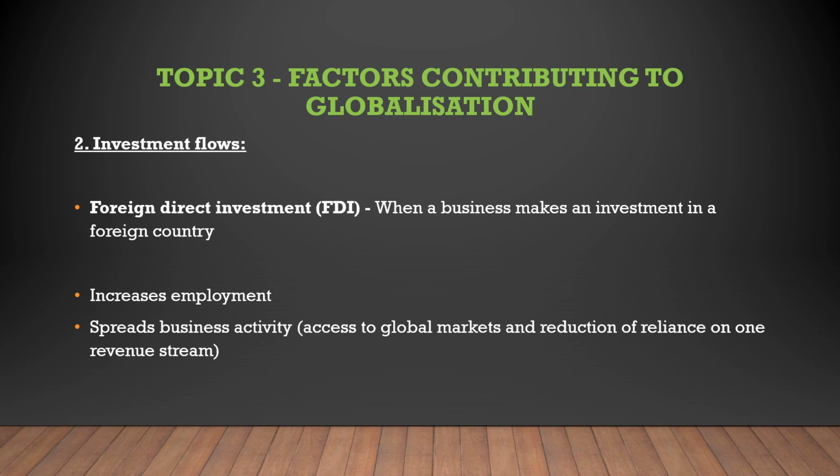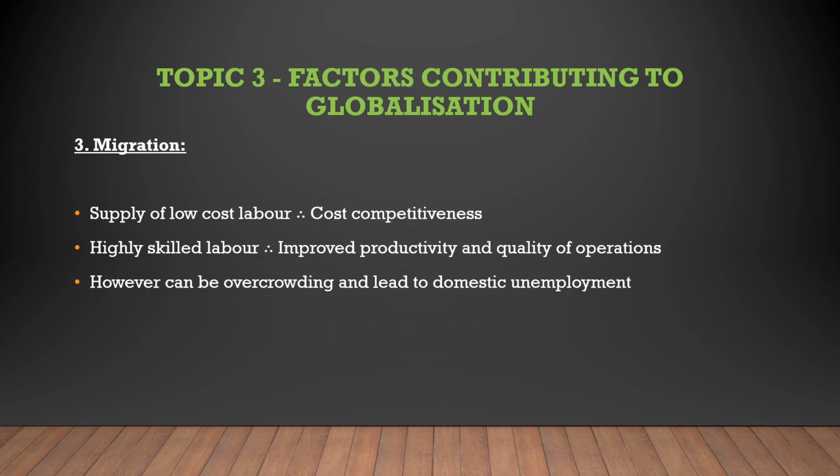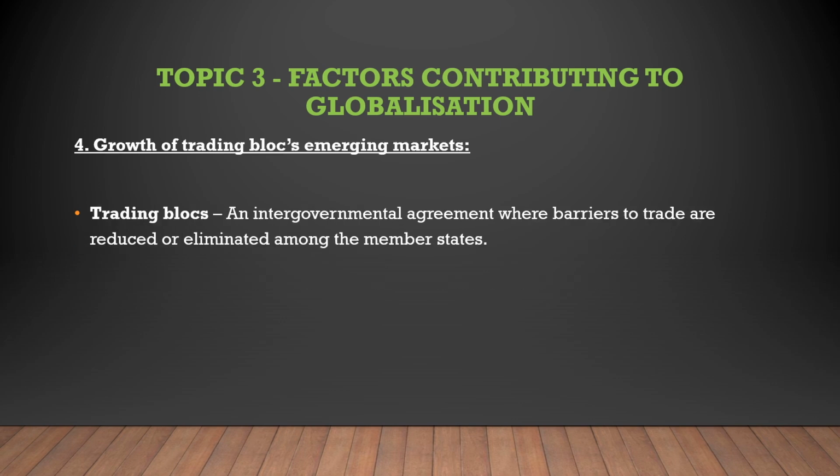on one revenue stream. Number 3, migration, the supply of low-cost labour, and therefore that leads to cost competitiveness. Highly skilled labour, and therefore improved productivity and quality of operations, however, can be overcrowding and lead to domestic unemployment. Number 4, growth of trading blocs, emerging markets. Trading blocs are intergovernmental agreements where barriers to trade are reduced or eliminated among the member states.